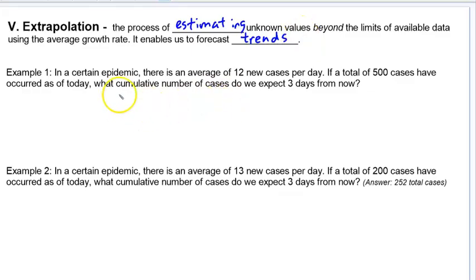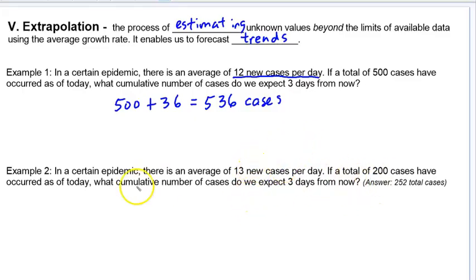All right, so let's do a couple examples. There's an epidemic. There's an average of 12 new cases per day. We have a total of 500 as of today. So what do we expect to have 3 days from now? Pretty basic. We take 500 and 12 per day for 3 days. 12 times 3 is 36. So we can forecast, according to this, that we estimate we're going to have 536 cases 3 days from today.